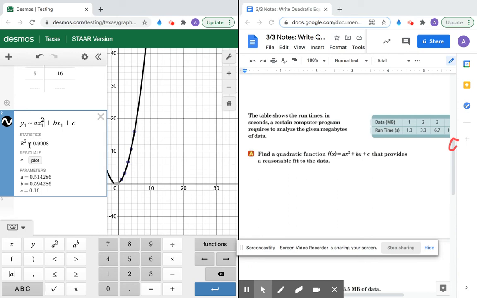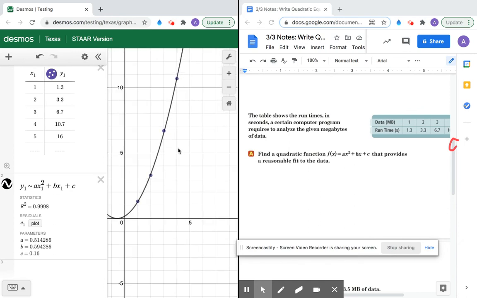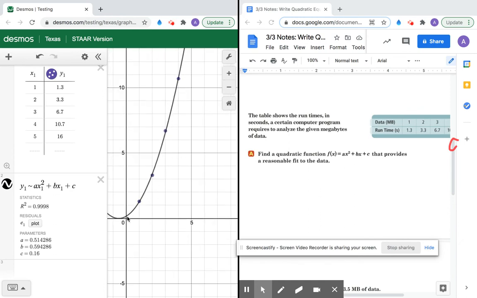So here r squared is very close to 1, so that means this is strong data to come up with a quadratic function. And again, you want to think about how your graph is going to be restricted this time. This time it's a parabola facing up, so it's restricted to only the positive x values and y values because you cannot deal with negative time or negative megabytes. So here you're given a is 0.51.